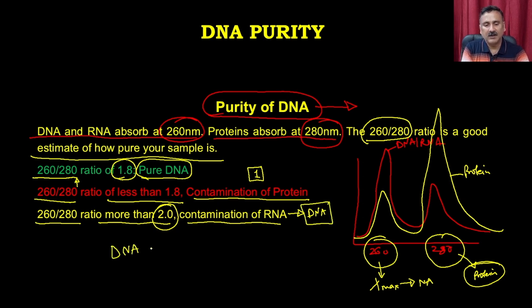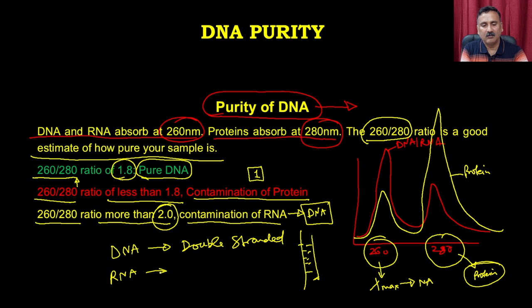You know that the DNA is double stranded, which means you have two strands and the bases are inside. Whereas the RNA is mostly single stranded, which means this is the RNA with the bases. Now, if you see very carefully, the bases within the DNA are protected within the DNA structure. Because they are not exposed to the outer environment, as one base is put next to the other, they are going to show lesser quantum yield and lesser excitation to the light. Because of that, they are going to show lower absorbance compared to the RNA molecule.